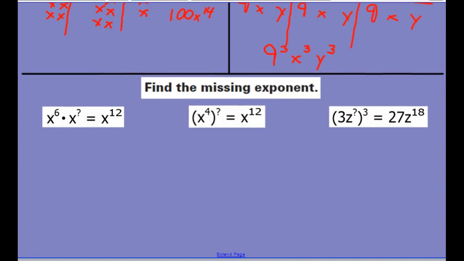Lastly, we are going to find the missing exponent. So how we do that is we need to count out how many x's we have. We know we have 6 here, so we can write out 6 x's. We don't know how many we have in the middle, but we know we have 12 over here, so we can write out 12 x's.